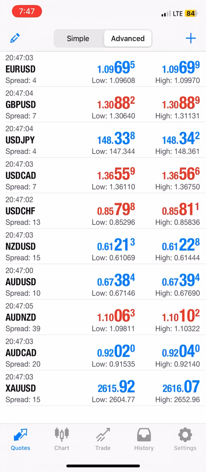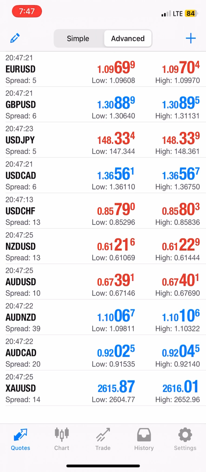I want to quickly introduce each and every one of us to the MT4 application, also known as MetaTrader 4. This is the application which we use to trade the Forex markets. It's available on iOS devices and Android. So yes, let's get into today's video.